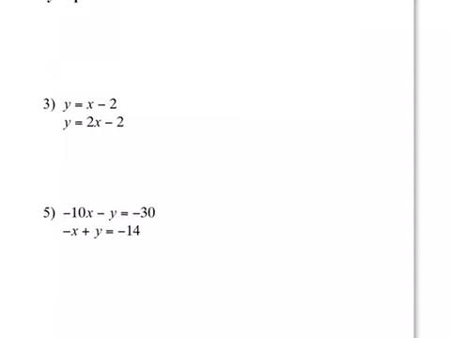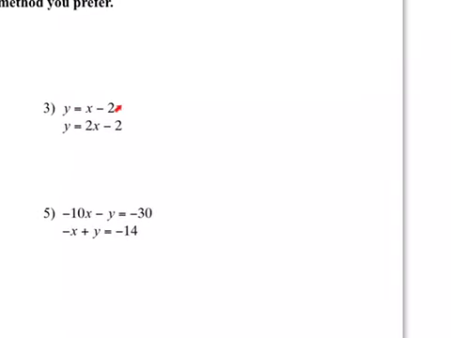Number 3, the two equations are y equals x minus 2 and y equals 2x minus 2. I could graph these and find out where they intersect, and as a matter of fact, I recognize that they both have a y-intercept of negative 2. So just thinking about that really quickly, I know both lines are going through that point, 0, negative 2, no matter what. And I also recognize that one of them has a slope of 1, and the other one has a slope of 2. So I know they have different slopes.